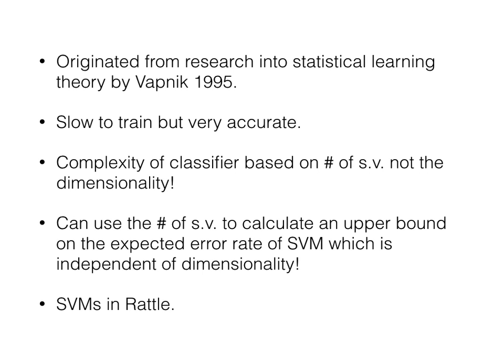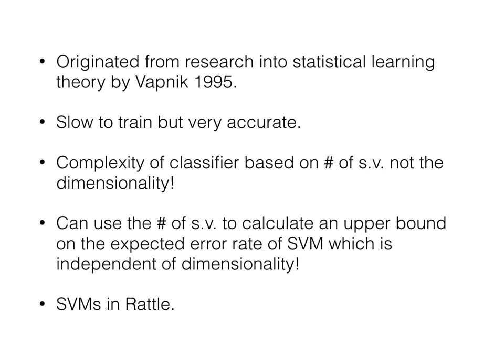He was looking at trying to find bounds on error that weren't based on the dimensionality. So we can use the number of support vectors to calculate an upper bound on the expected error rate of the support vector machine, which is independent of the dimensionality. We can do support vector machines in Rattle and R. We'll see that in a moment, and we can do them in KNIME as well.